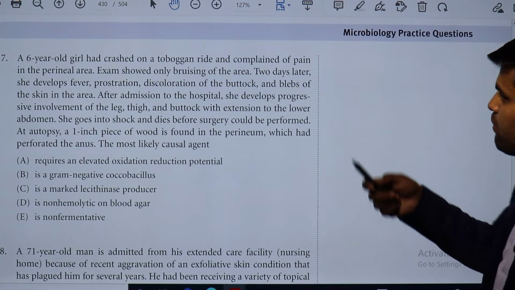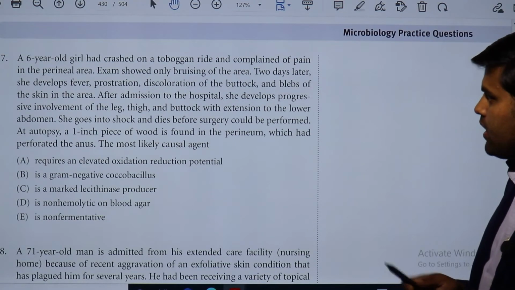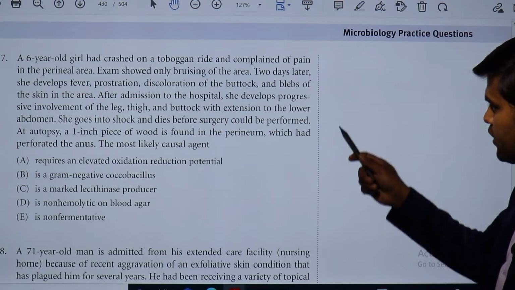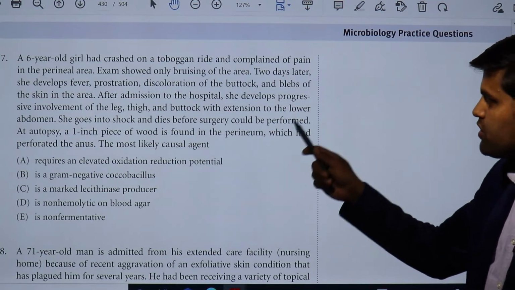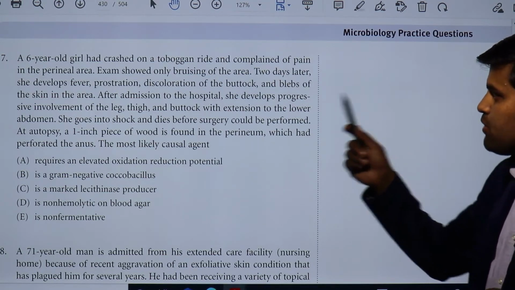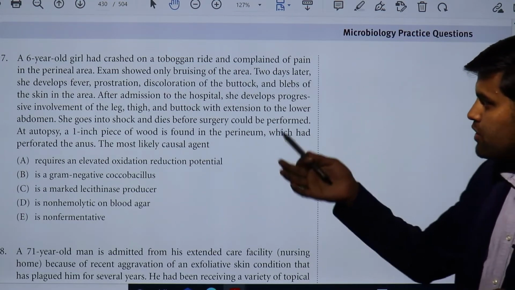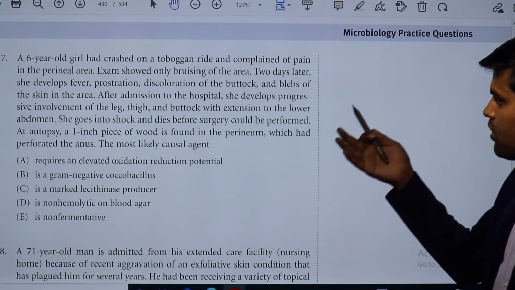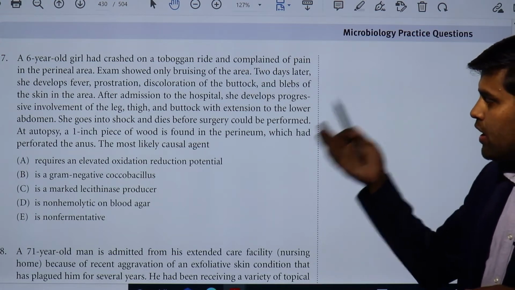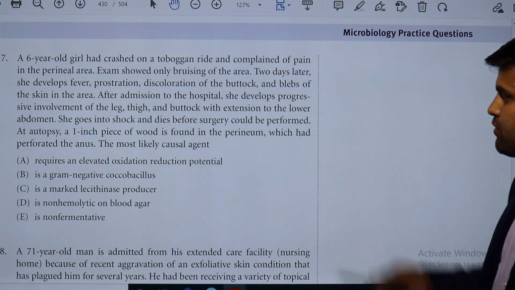taboo ride and complained of pain in the perineal area. Exams show bruising of the area. 2 days later, she developed fever, prostration, discoloration of the buttock, and blebs of the skin in the area. After admission to the hospital, she developed progressive involvement of the leg, thigh, buttock with extension to the lower abdomen. She goes into shock and dies before surgery.